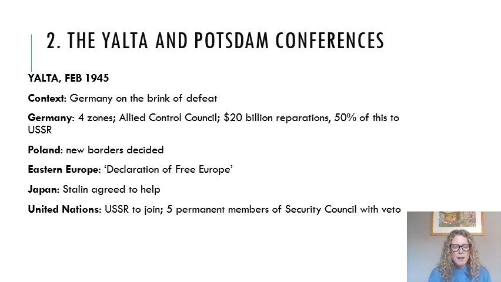On the subject of Japan, we have Stalin finally agreeing that he will help with the war in Japan. Up until now, we'd been very focused on trying to fight the Germans and push them back out of the Soviet Union. And finally, we've got an agreement there that the United Nations is going to be formed and the Soviets will join that.